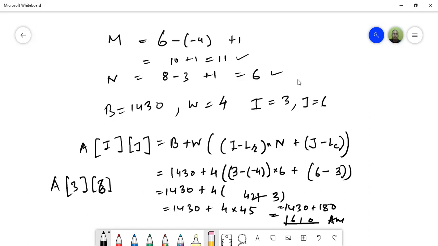The formula, you will notice the change in the formula. Here we multiplied n with the difference of the rows, and in column major wise we multiply m, that is the total number of rows, with the difference of the columns. Clear? Yes, sir. Sir, 1 minute, I'm writing it.